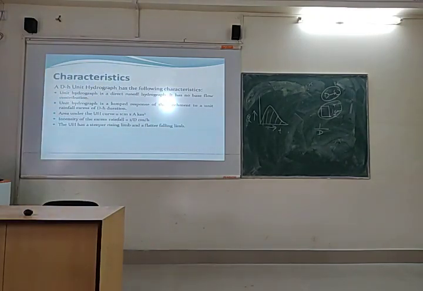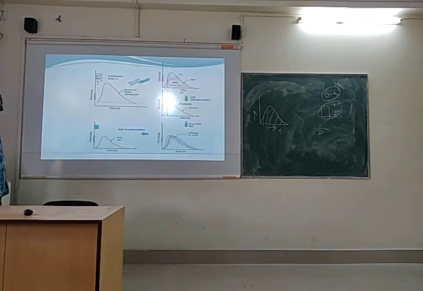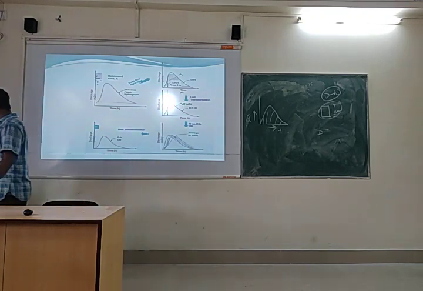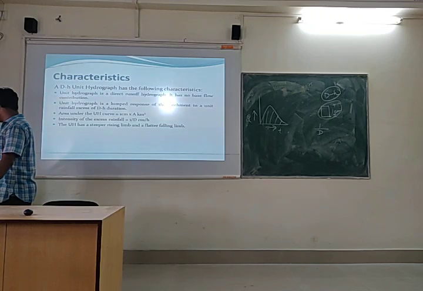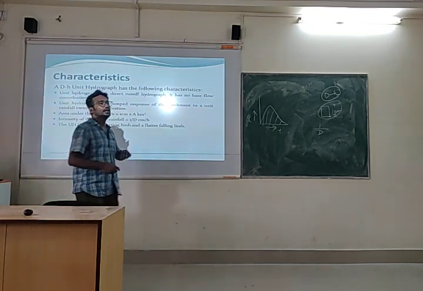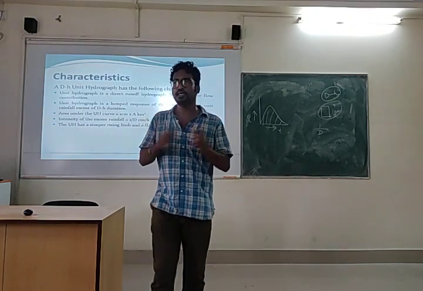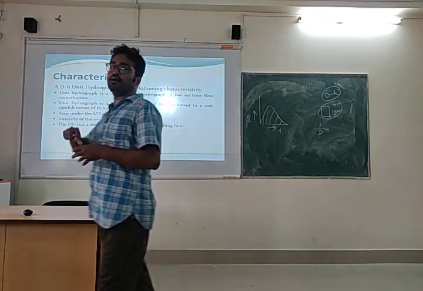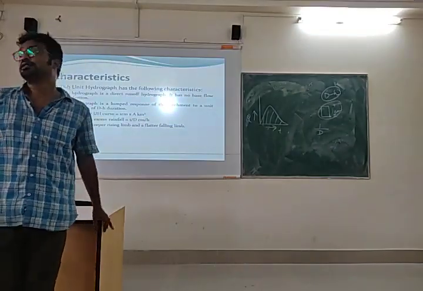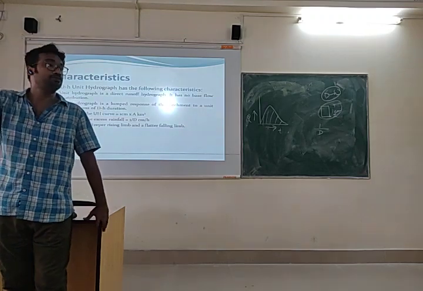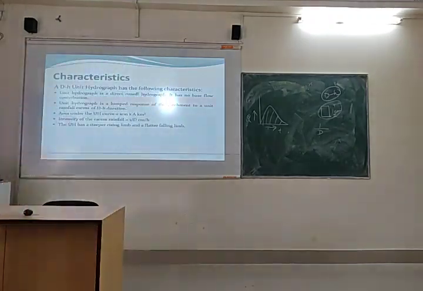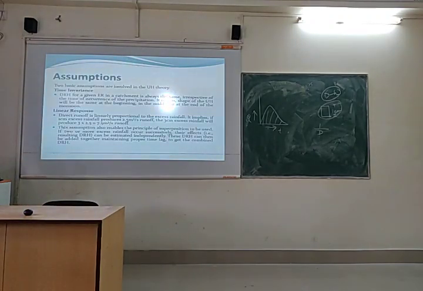And the unit hydrograph has a steeper rising limb and a flatter falling limb. From this graph, this is one unit hydrograph. From this, you can see that it has a steeper rising limb and a flatter falling limb. We have already seen a typical unit hydrograph figure, and we have seen the various segments: rising limb, falling limb, peak. We have already seen that. We have also done the baseflow separation in the hydrograph, all the things we have seen, right?